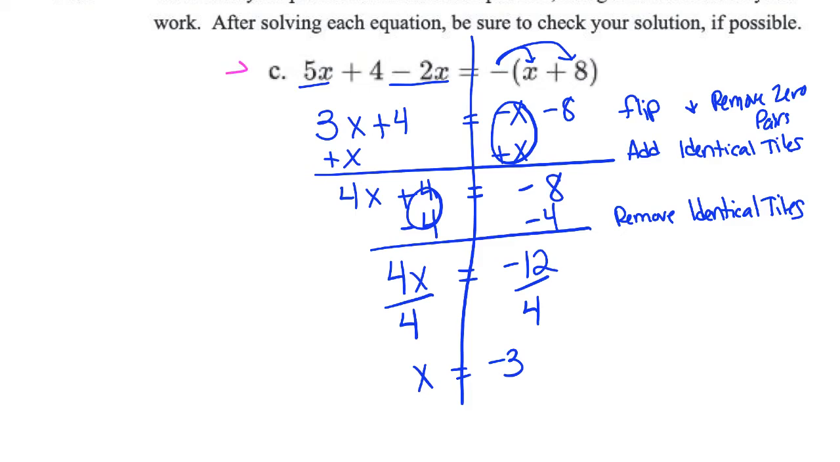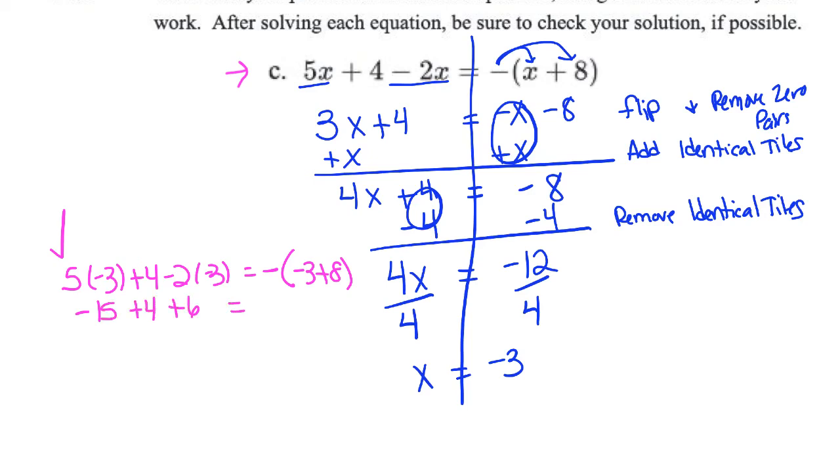I'm going to check that back into my original equation. So I've got 5 times negative 3 plus 4 minus 2 times negative 3. Does that equal the opposite of negative 3 plus 8? So I've got negative 15 plus 4 plus 6, and the opposite of 5. Negative 15 plus 10 is negative 5. Opposite of 5 is negative 5. I have the same value on both sides, so my solution, x equals negative 3, is correct.